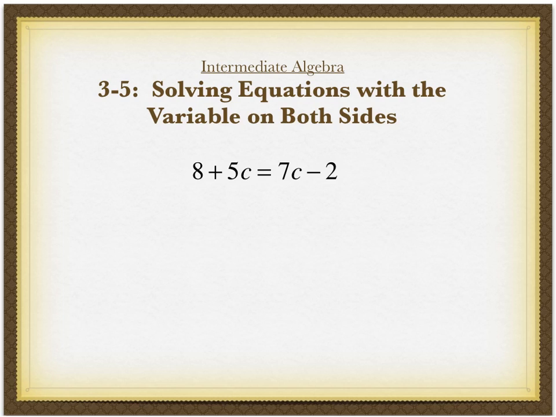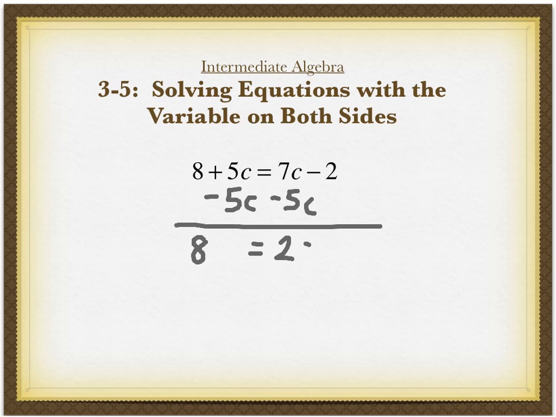So I'm going to start by trying to move this 5c to the other side, so I'm going to subtract 5c on both sides. Remember, whatever you do to one side of the equation, you must do to the other. So then I'm left with an 8 here. My c's are all gone on the left now, so I just have an equal sign. 7c minus 5c is 2c, and then I still have the minus 2 on the right as well.